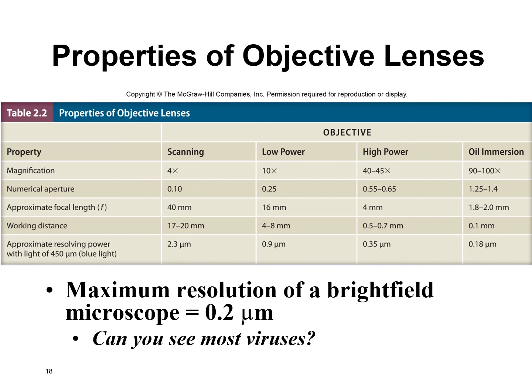So we can't see most viruses with a Brightfield microscope. Okay, they're much smaller than 200 nanometers. Okay, so we're going to need an electron microscope to see most of our viruses. Okay, there are some exceptions. There are some very large viruses that you can see with a Brightfield microscope, but for most of them, you do need an electron microscope to see them.